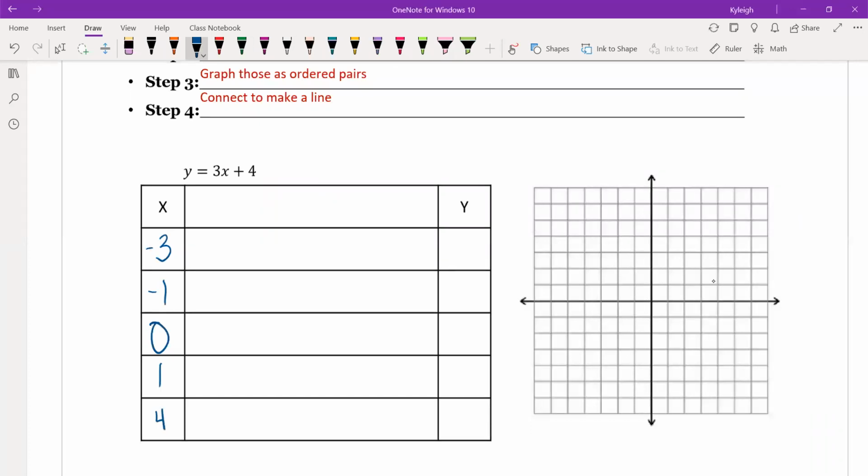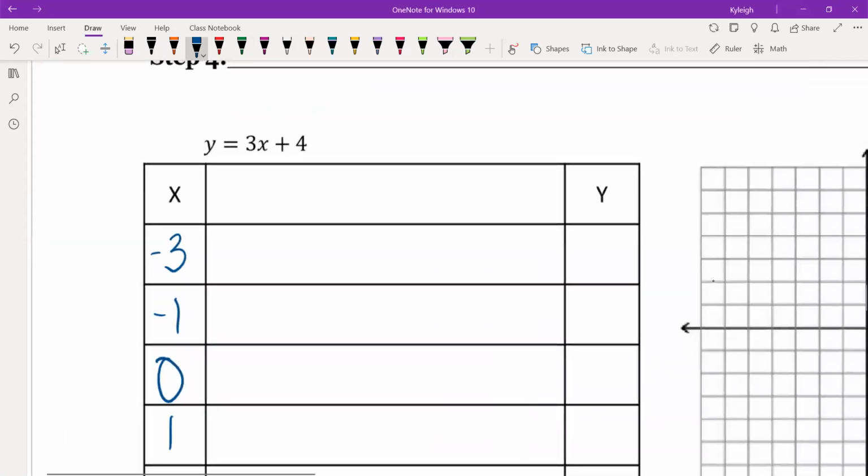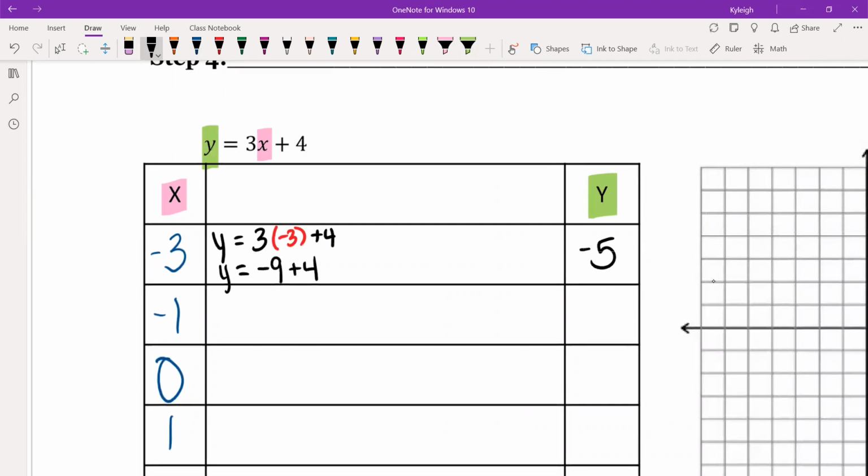Okay, so now that we have that, we're going to plug it into the equation. So we're going to plug it into the equation for x because we want to find y. Okay, so our equation is y equals 3x plus 4. So for -3, 3 times -3 is -9. -9 plus 4 is -5.